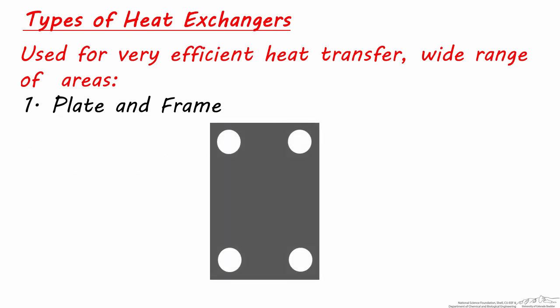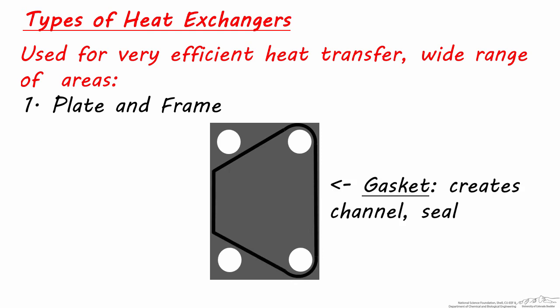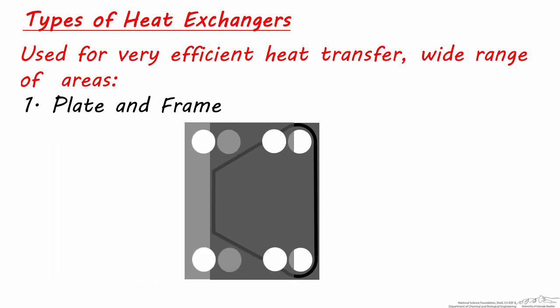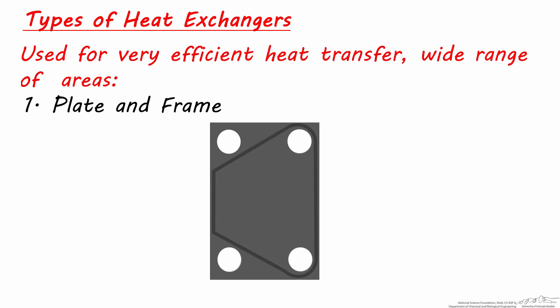Heat transfer occurs between plates in a plate and frame heat exchanger. These plates have 4 holes in them for the inlet and outlet of the hot and cold streams. Plates are separated and sealed, usually using a gasket. If we now place another plate on top of this one which has the gasket and press them together, a channel is formed where fluid can come in and go out.